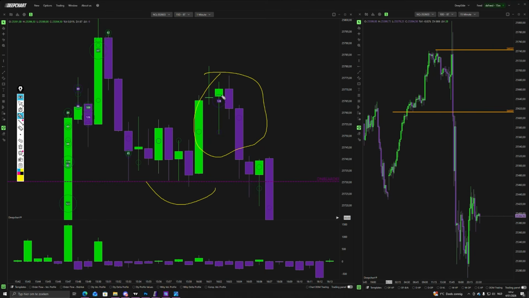We create some indecision here. The market tries to sell off. Heavy selling going on here. But the market closes above. This is still a very bullish thing until the market confirms below this level. The buyers are in control.